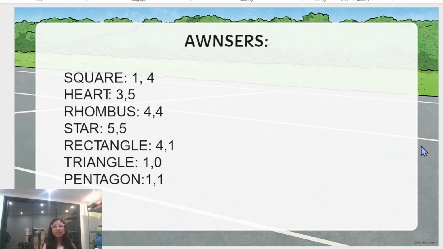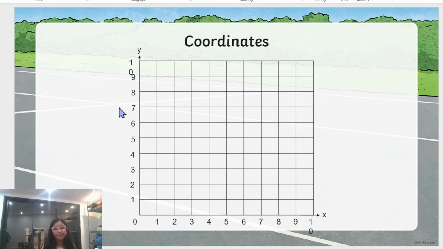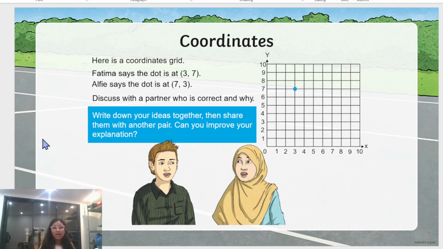Now, you can use coordinates to either find where someone is located, just use it for regular maths, or there will be coordinates on a map. Here is a coordinates grid. I think you are familiar with this now, so I'm going to skip on to the next slide. So, here is a coordinates grid.